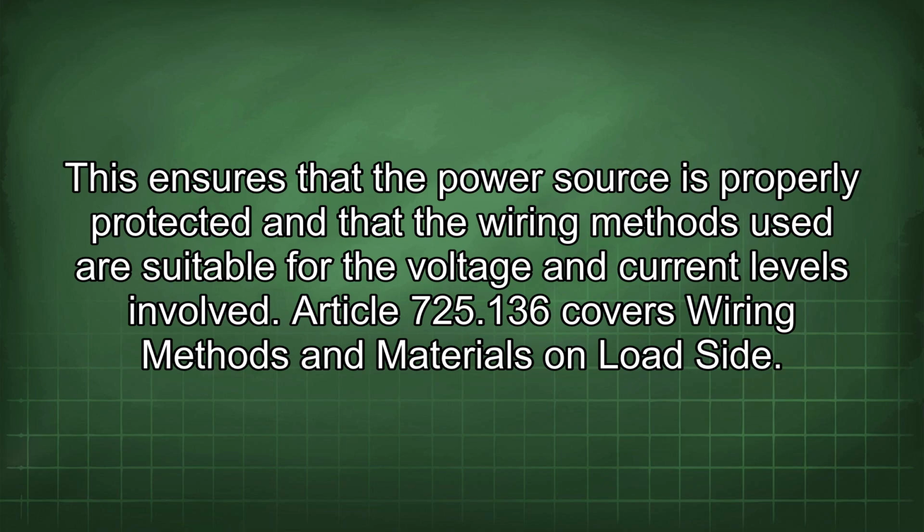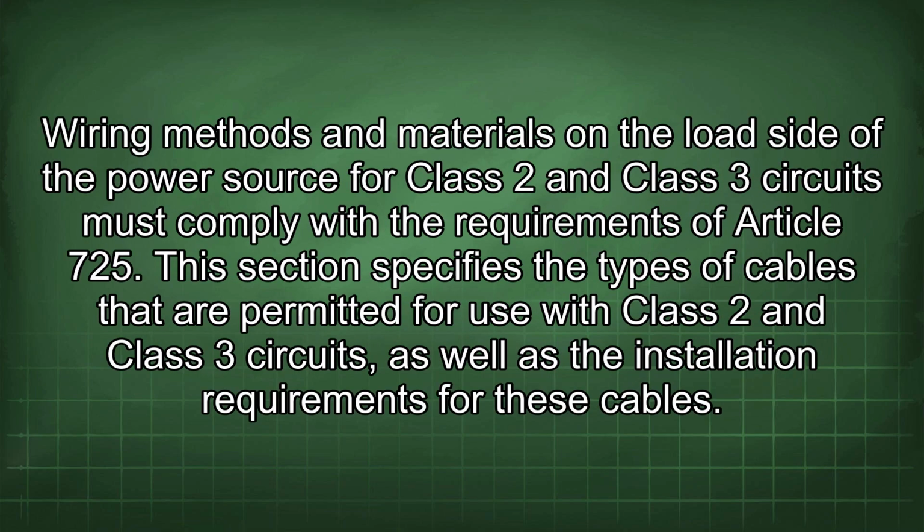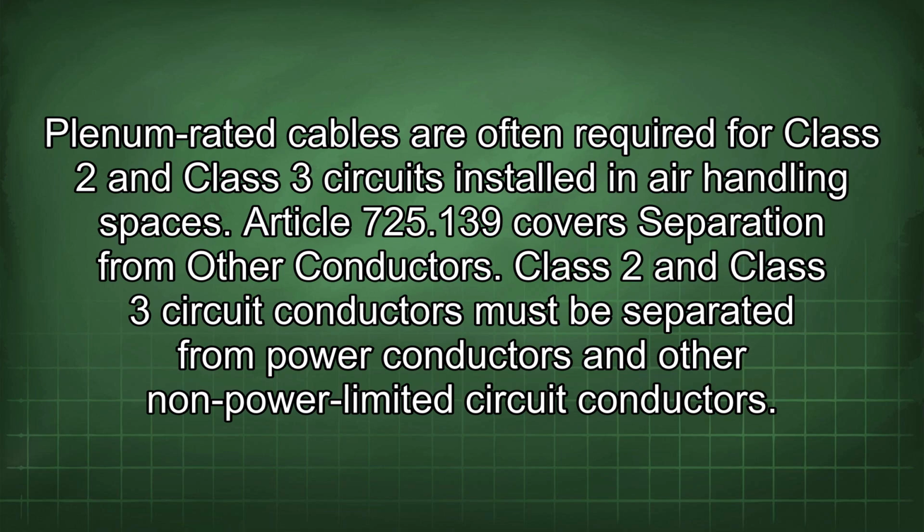Article 725.136 covers wiring methods and materials on load side. Wiring methods and materials on the load side of the power source for Class 2 and Class 3 circuits must comply with the requirements of Article 725. This section specifies the types of cables that are permitted for use with Class 2 and Class 3 circuits, as well as the installation requirements for these cables. Plenum-rated cables are often required for Class 2 and Class 3 circuits installed in air handling spaces.